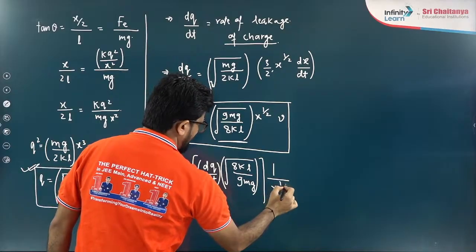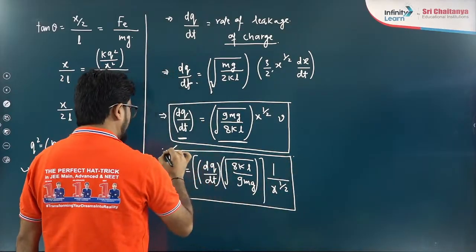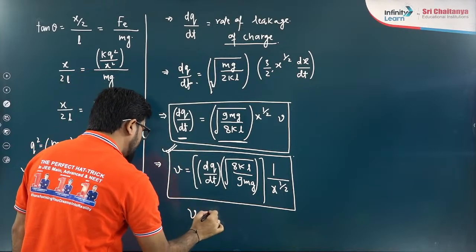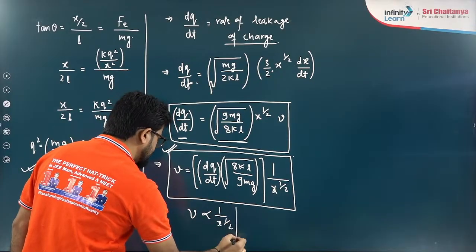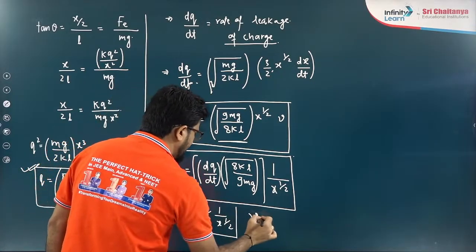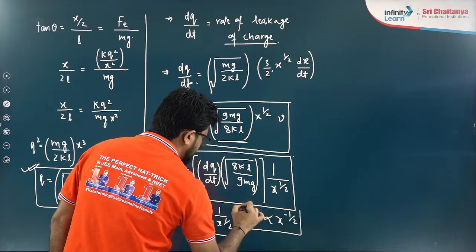This is x to the power 1 by 2. I can write it, this is the velocity. Or v is directly proportional to 1 by x to the power 1 by 2. We can write it, or v is directly proportional to x to the power minus 1 by 2. That is the answer.